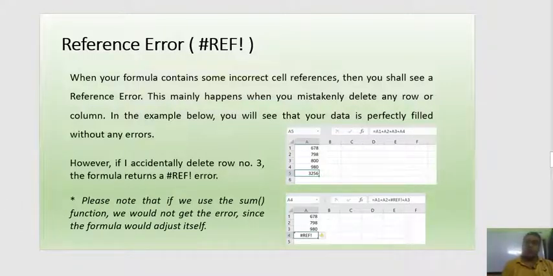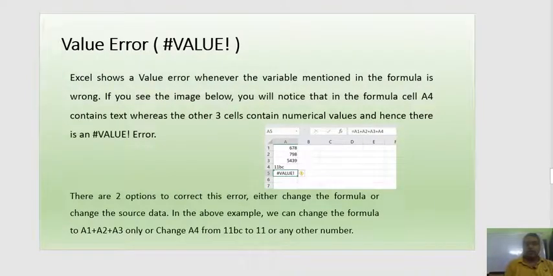Now the important thing to note here is that if we use the SUM function to sum these values, then we will not get this error even if we delete row number 3. Because the formula would adjust itself, right? Then we'll move on to the value error. The value error, when does this occur? When we are not supplying the expected value to Excel. In this example you can see I'm adding these 4 numbers, but instead of numbers I'm supplying an alphanumerical value. So it gives a value error.